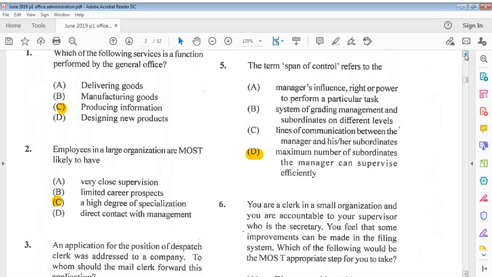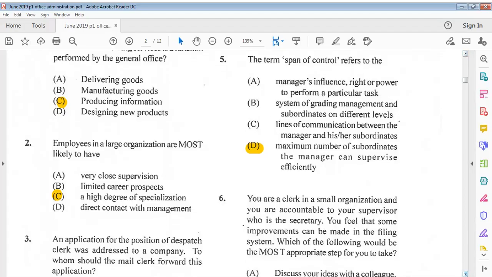The term span of control refers to the A. Manager's influence, right, or power to perform a particular task. B. System of grading management and subordinates on different levels. C. Lines of communication between the manager and his or her subordinates. Or D. Maximum number of subordinates the manager can supervise efficiently. Obviously, we know that the span of control refers to the maximum number of subordinates the manager can supervise efficiently. So the answer is D. So let's move on to question number 6.